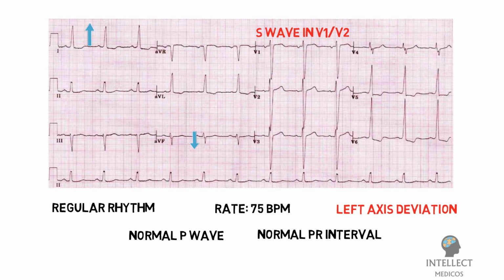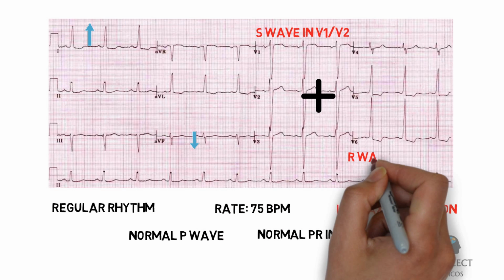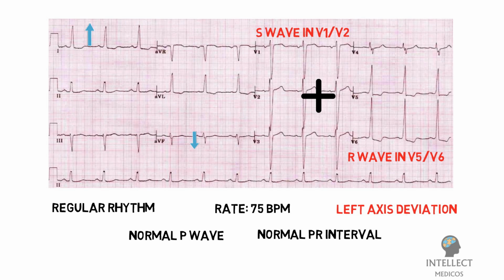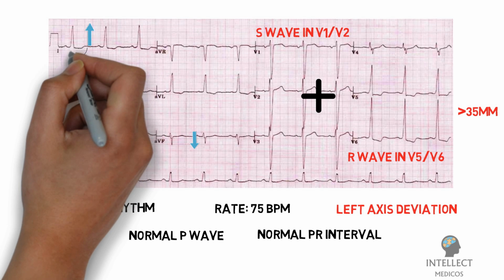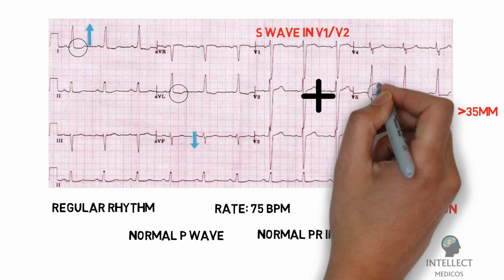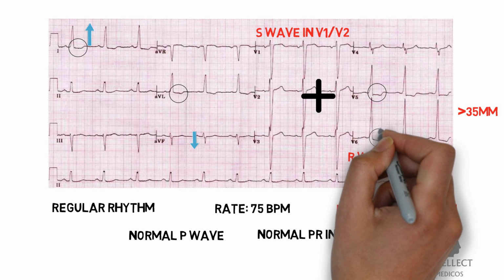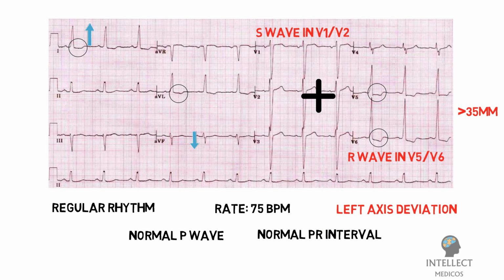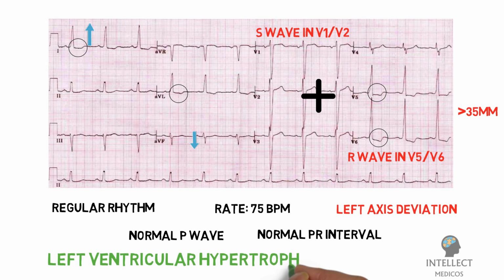S wave in V1 or V2 plus R wave in V5 or V6 is more than 35 millimeters. There is also ST depression and T wave inversion in lead 1, AVL, V5 and V6, suggesting LV strain. That means this patient has left ventricular hypertrophy with LV strain.